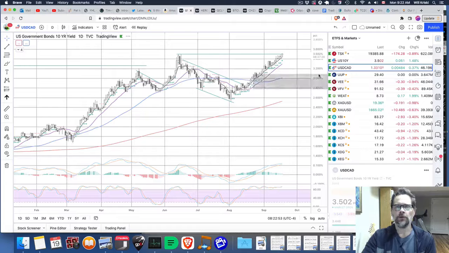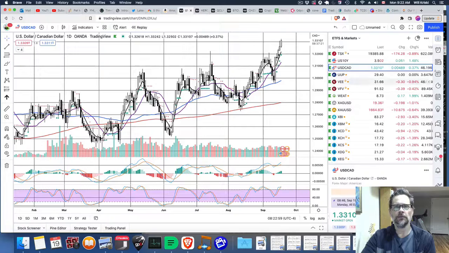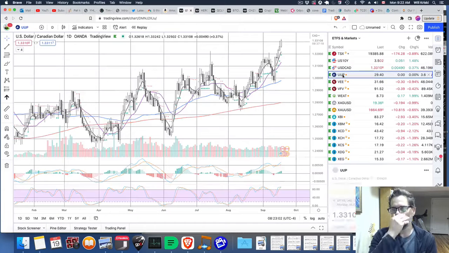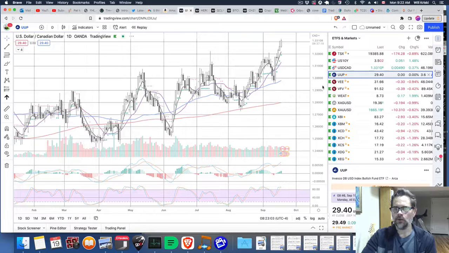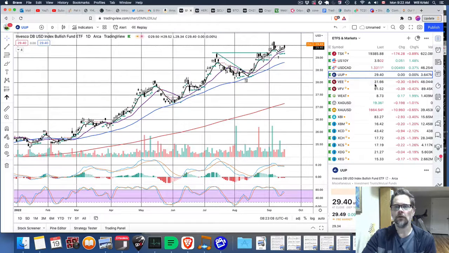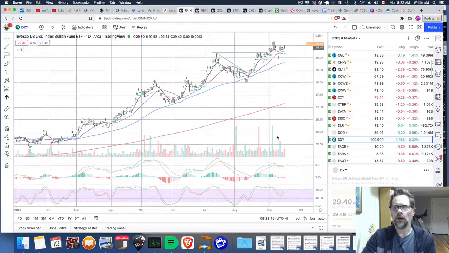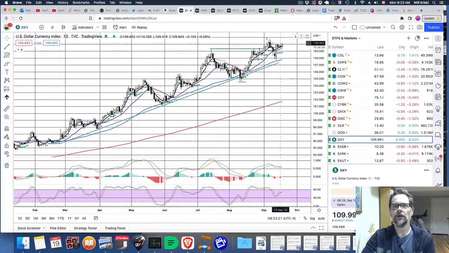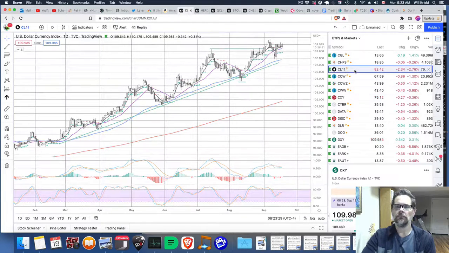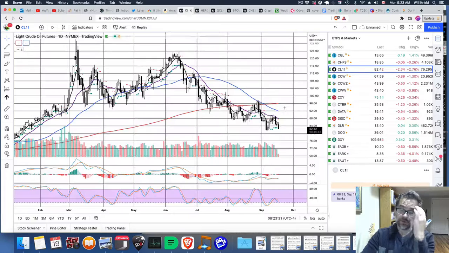But you can see that the US dollar is pretty strong. That's the US dollar to Canadian, or the UUP. So it's still going up. UUP is more of an index that represents the different currencies, like the euro and all that. Up here, I've got the DXY, which is the dollar index, and that is at almost 110 right now. So we're doing pretty well here. We'll see if it keeps going up, but these are things that will affect which direction we're going.